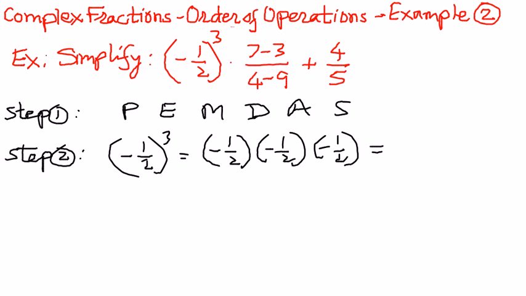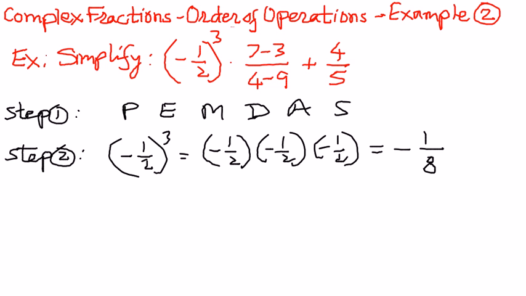Negative times negative is a positive, positive times a negative is a negative. In the numerators, 1 times 1 times 1 is 1. In the denominator, we have 2 times 2 times 2. 2 times 2 is 4. 4 times 2 is 8. So therefore, negative 1/2 raised to the power of 3 simplifies to negative 1 over 8.